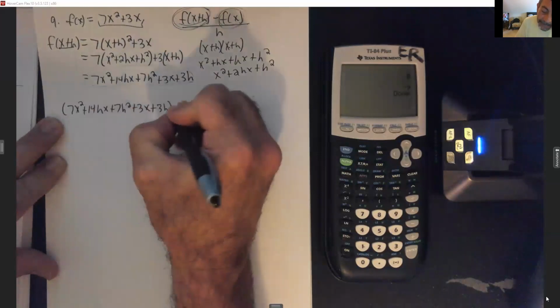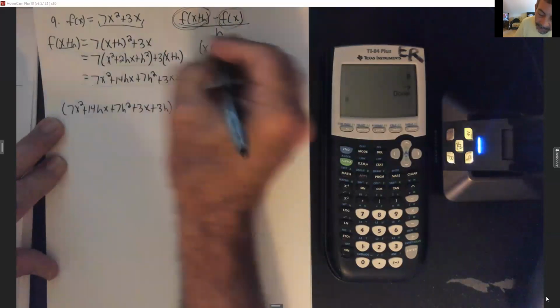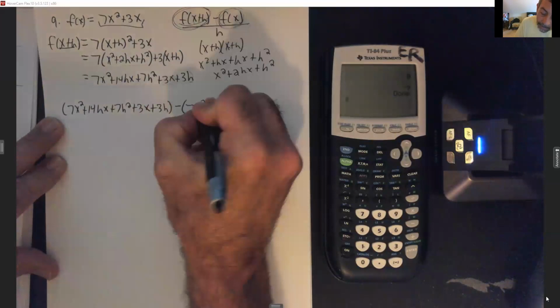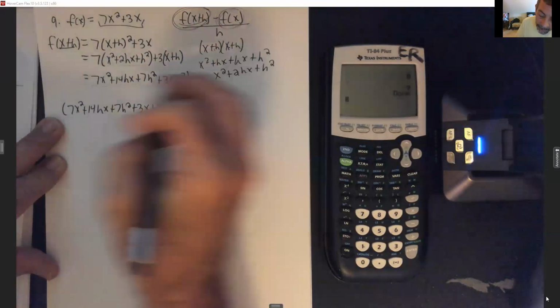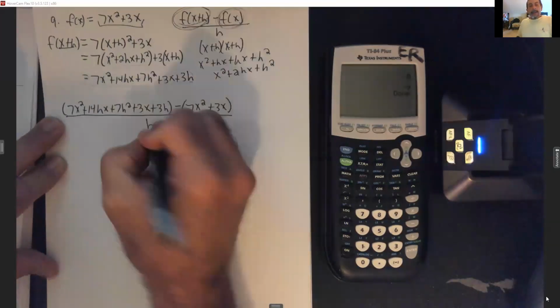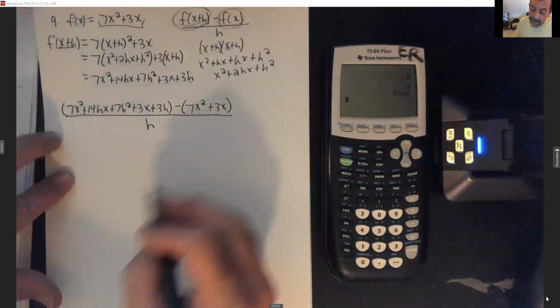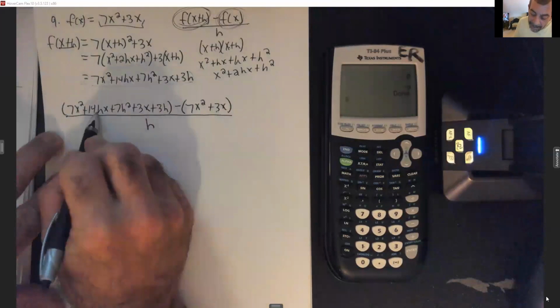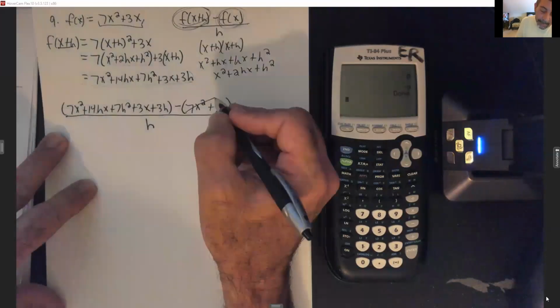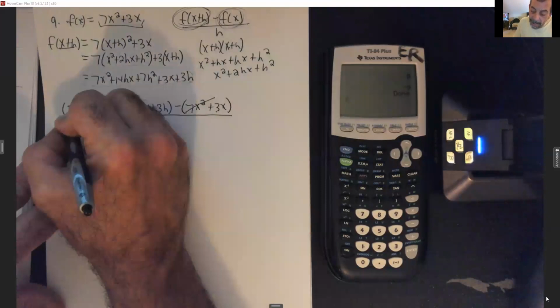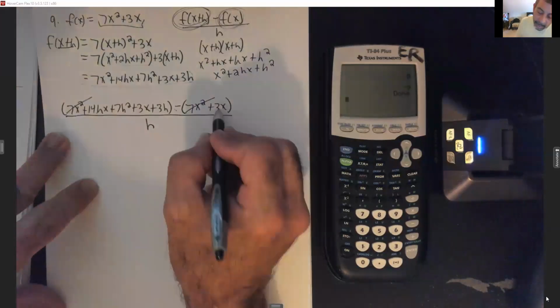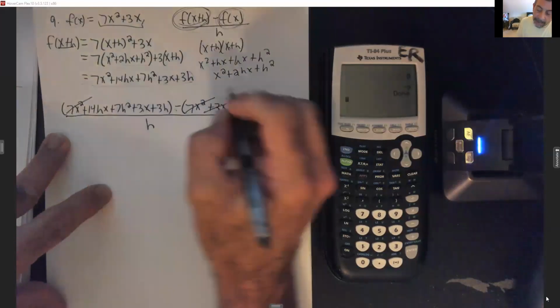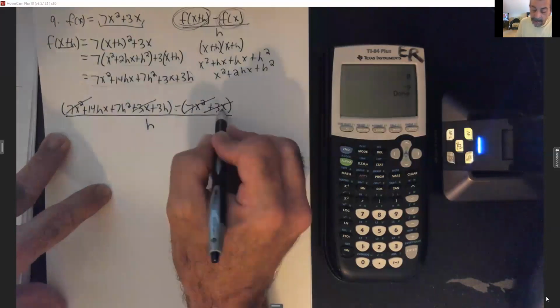And then we minus the f of x, which is what they gave us, and put that all over h. All right, so at this point is when everything in the second parentheses cancels with the same thing in the first one. That minus negative 7x squared cancels with that positive 7x squared, and that negative 3x cancels with that positive 3x, because remember, you're subtracting both of these.